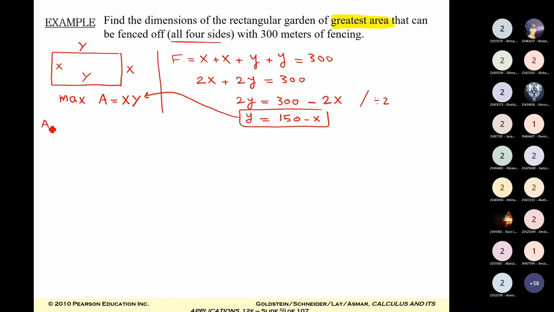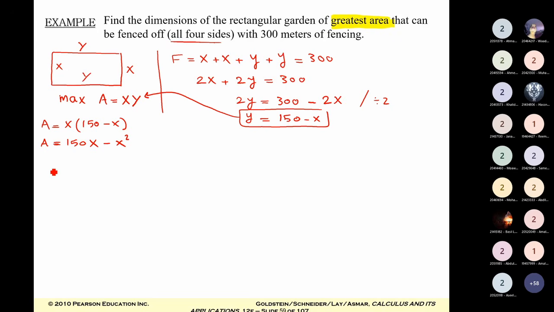Area equals x multiplied by y, that is 150 minus x. So we have area equals 150x minus x squared. Now this is the function. We need to find the maximum value of the function, and we need to find the x that obtains the maximum area.